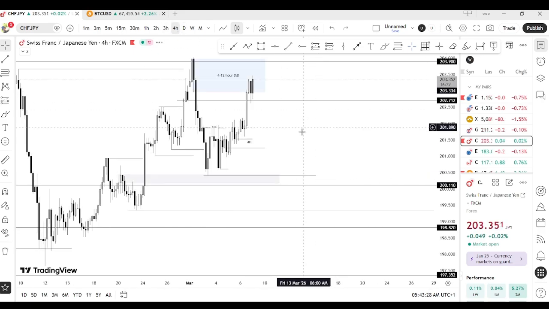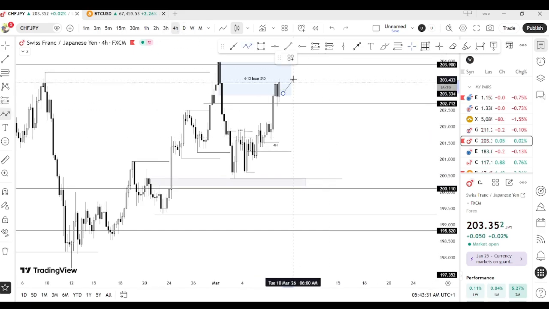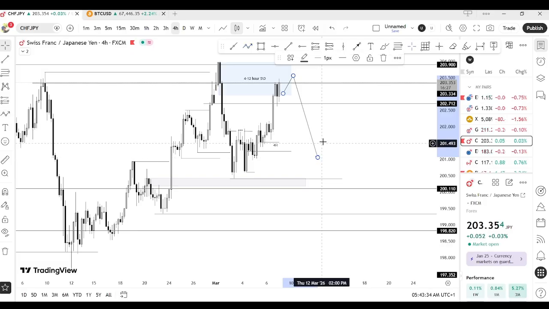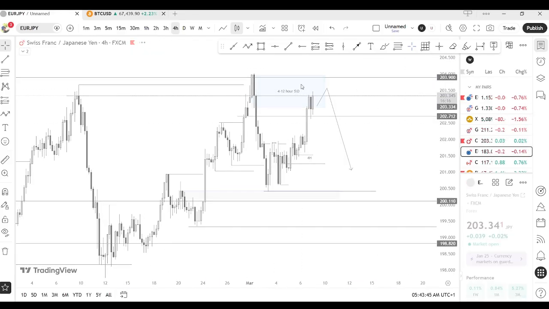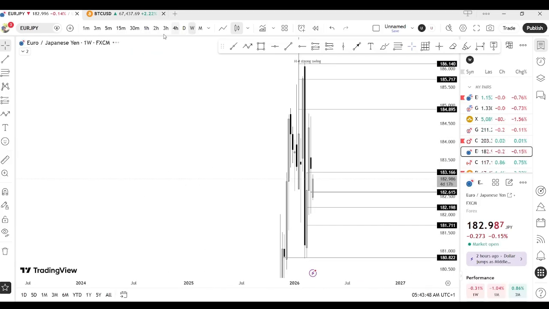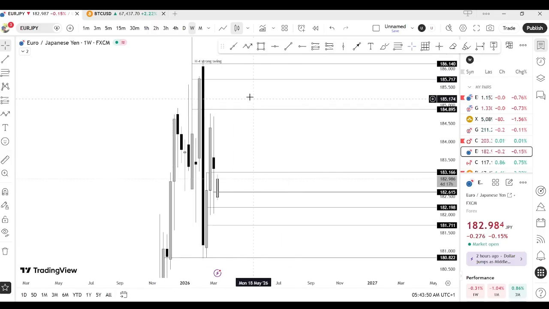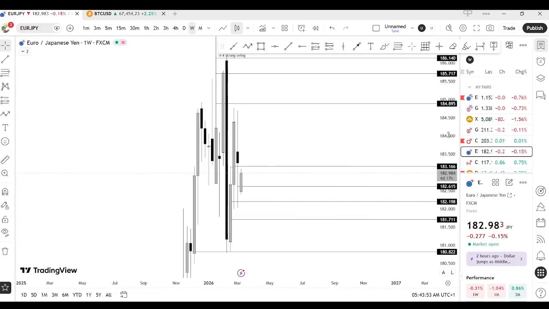So for now, I'm going to be looking for confirmation to sell on CHFJPY, Swiss franc Japanese yen. So I'll be looking for sells here. Let me see EURJPY.